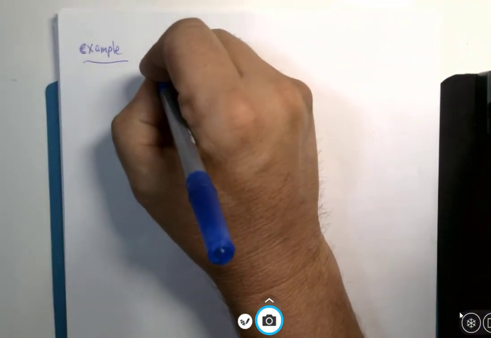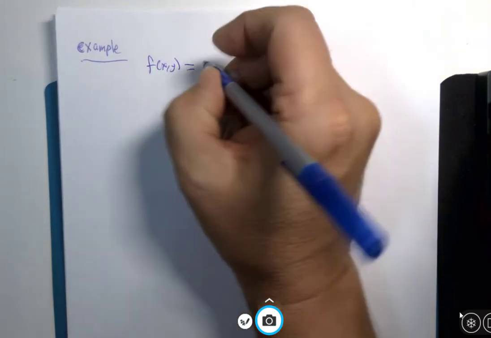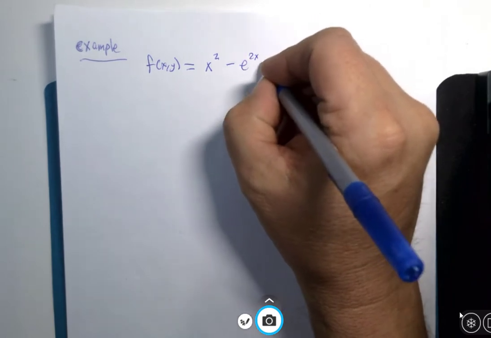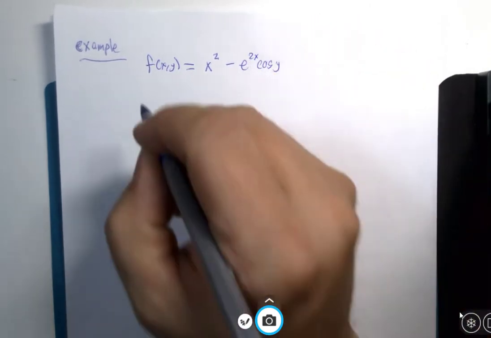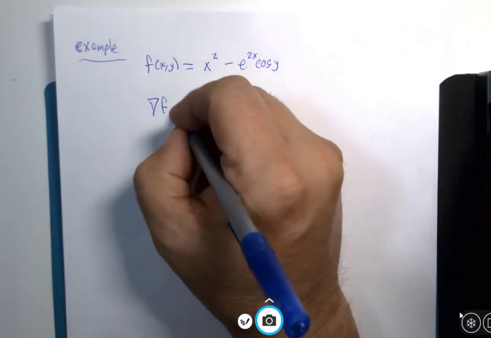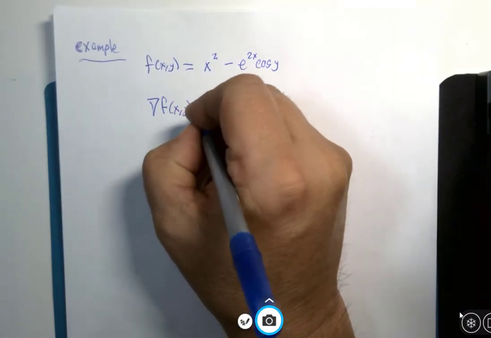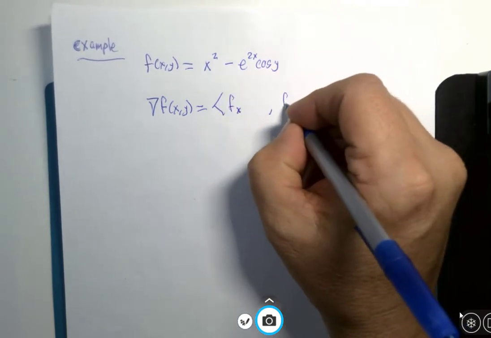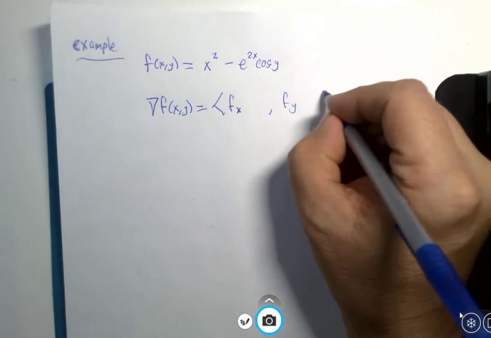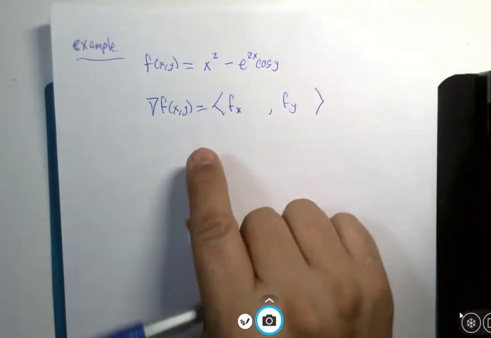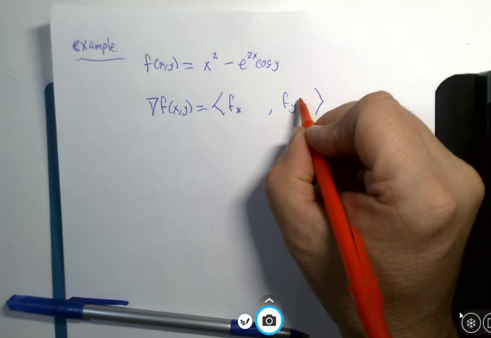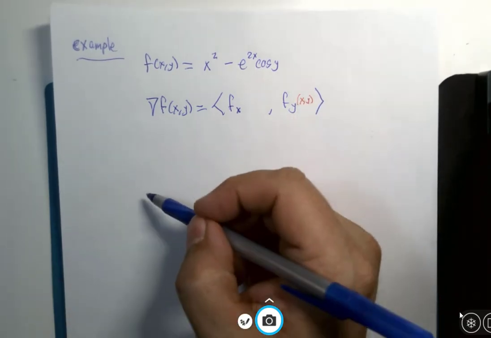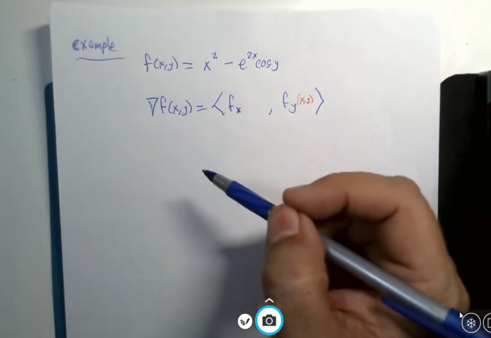If f of x, y is equal to x squared minus e to the 2x cosine of y, the gradient of that function will be a vector with two components because there are two variables in the function. Again, I'm getting a little bit lazy here and not writing in the formal notation all the time. My apologies to the purists who are visiting my site.